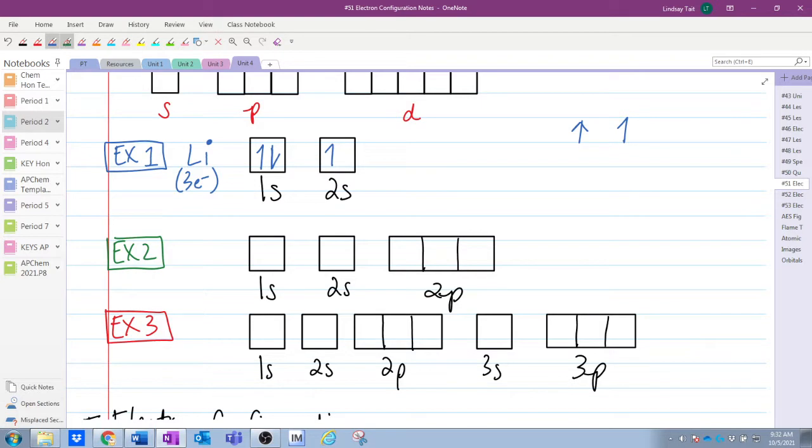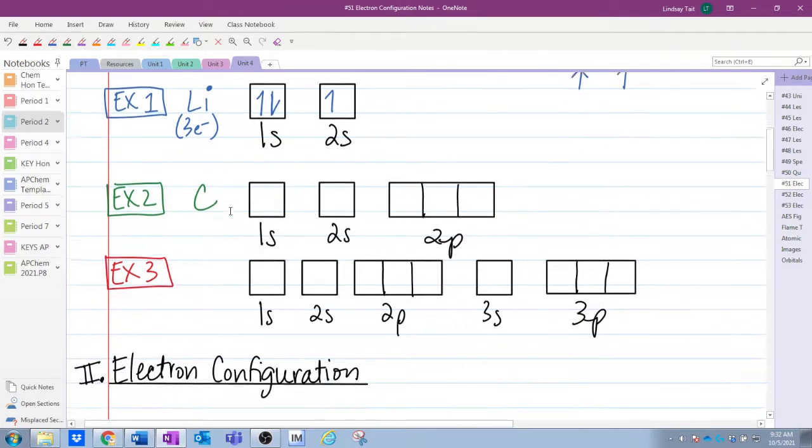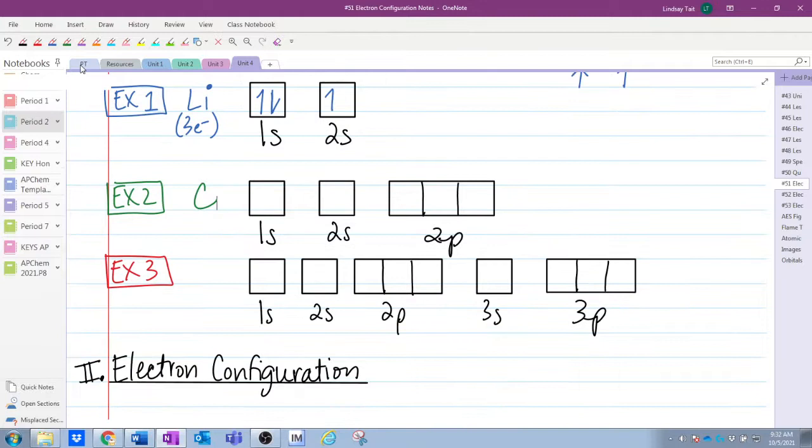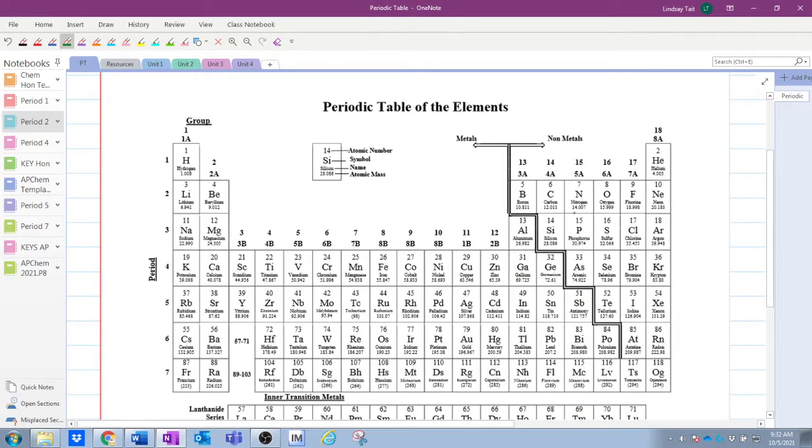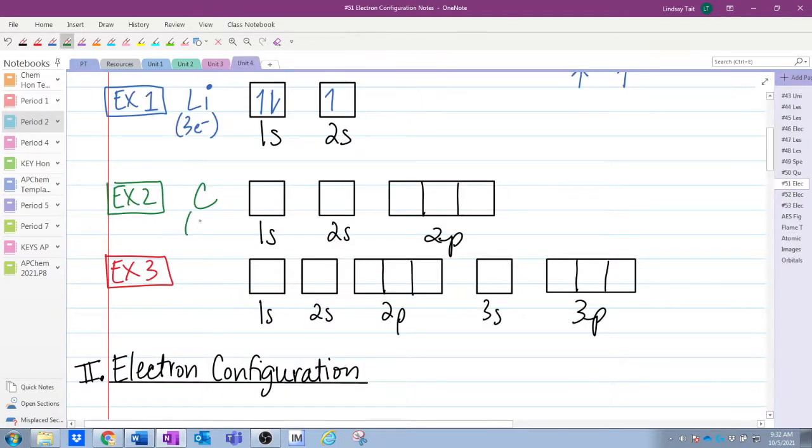All right, so let's do another example. We're going to do carbon. I'm going to go to a periodic table, which you will absolutely have on this test. Here's carbon, and that tells me carbon has 6 electrons. Atomic number 6, protons 6, electrons 6. So when I'm done, I'm going to need 6 arrows in my picture.